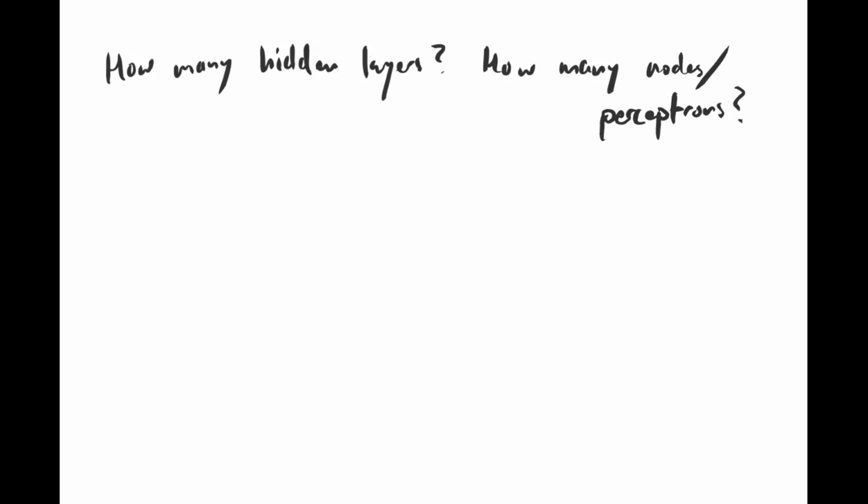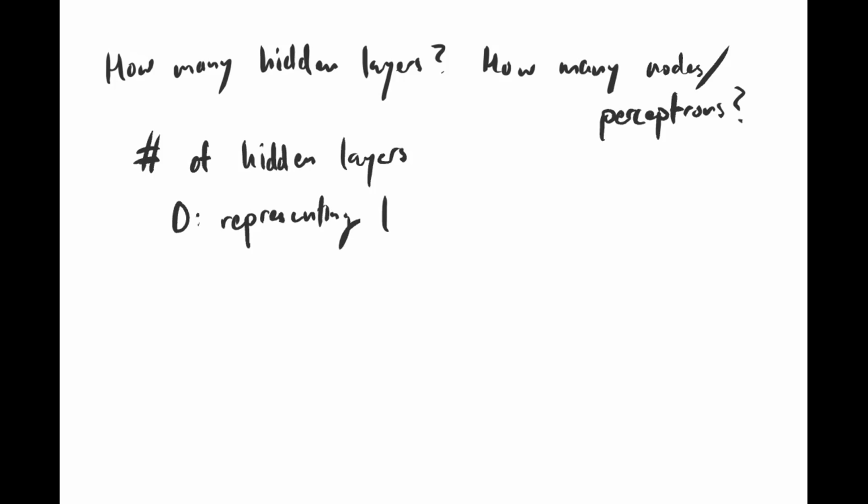So in the feed-forward neural network, there are a couple of rules of thumb. Let's talk about the number of hidden layers. If you have zero, then you are representing linearly separable functions. So this is basically like a linear regression, right? Where you can break out the data into your different x's and combine them linearly to get your answer.